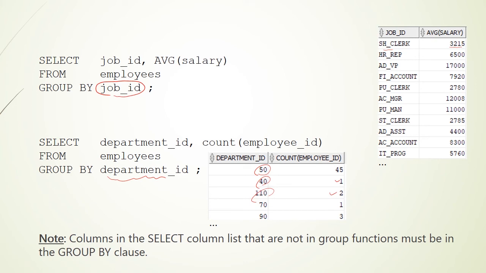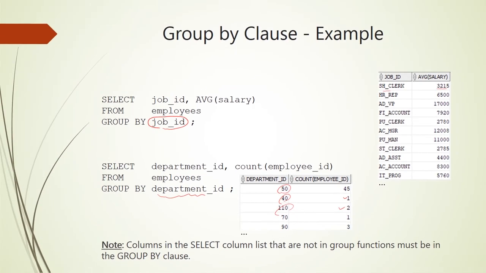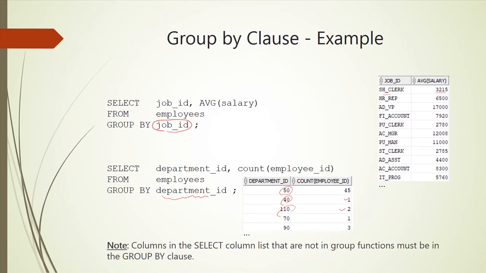Keep in mind, if you are using group functions or group by clause, any column in the select list must be either in the group by clause or in the group functions. In later slides, we will see examples to understand the idea more.